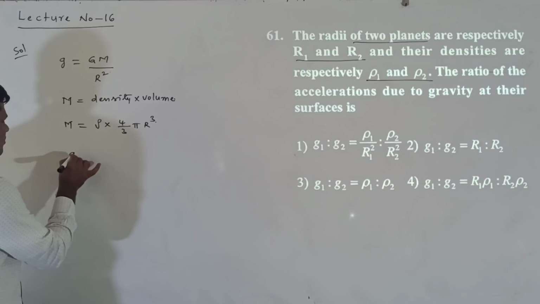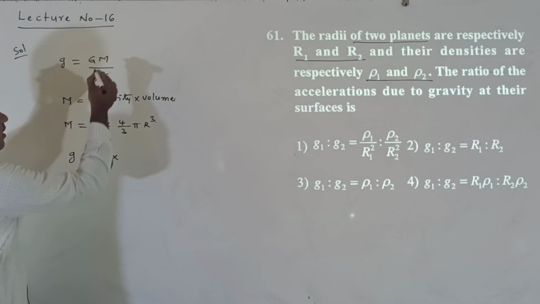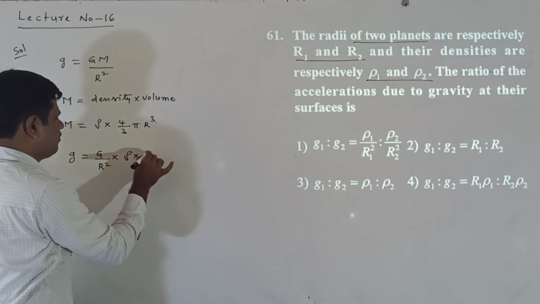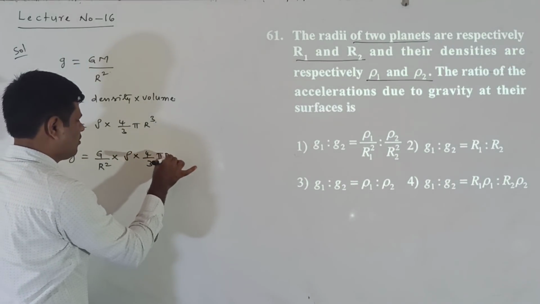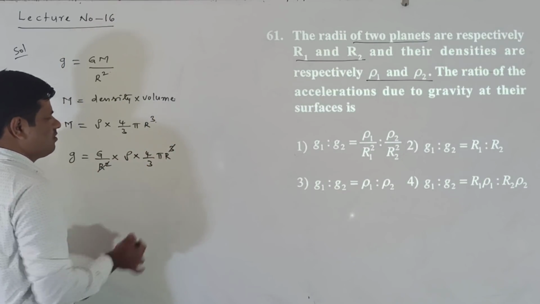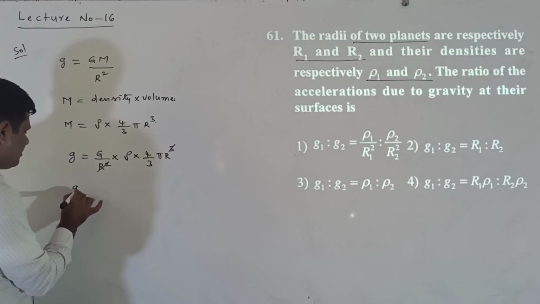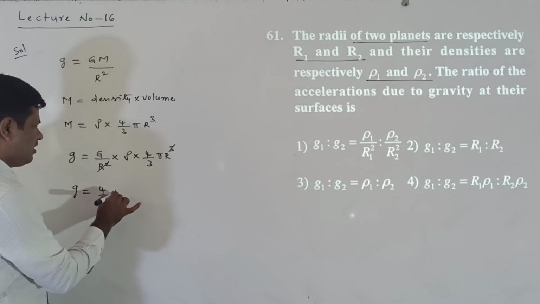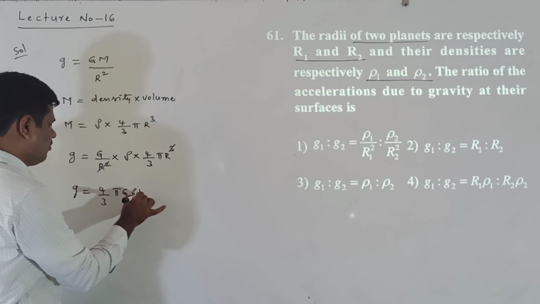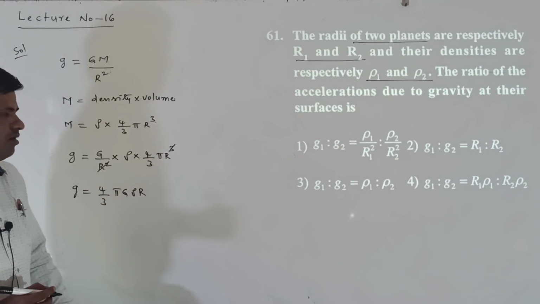Right? Now g is equal to GM by r square, and M is equal to rho into 4 by 3 pi r cube. Here r square and r square cancel, and one r remains. So the g value is equal to 4 by 3 pi G rho r. Clear? 4 by 3 pi G rho r.